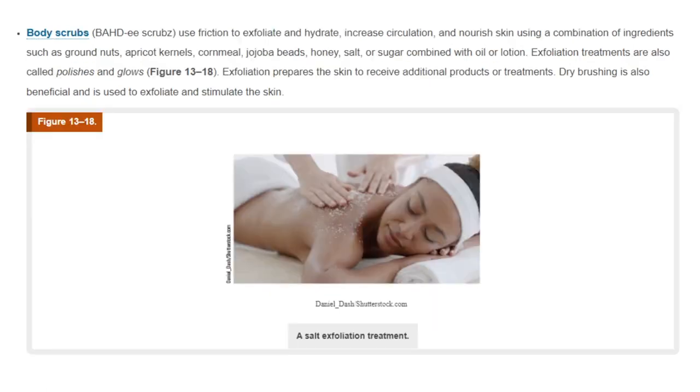Body scrubs use friction to exfoliate and hydrate, increase circulation, and nourish skin using a combination of ingredients such as ground nuts, apricot kernels, cornmeal, jojoba beads, honey, salt, or sugar combined with oil or lotion. Exfoliation treatments are also called polishes and glows. Exfoliation prepares the skin to receive additional products or treatments. Dry brushing is also beneficial and is used to exfoliate and stimulate the skin. Figure 13:18. A salt exfoliation treatment.